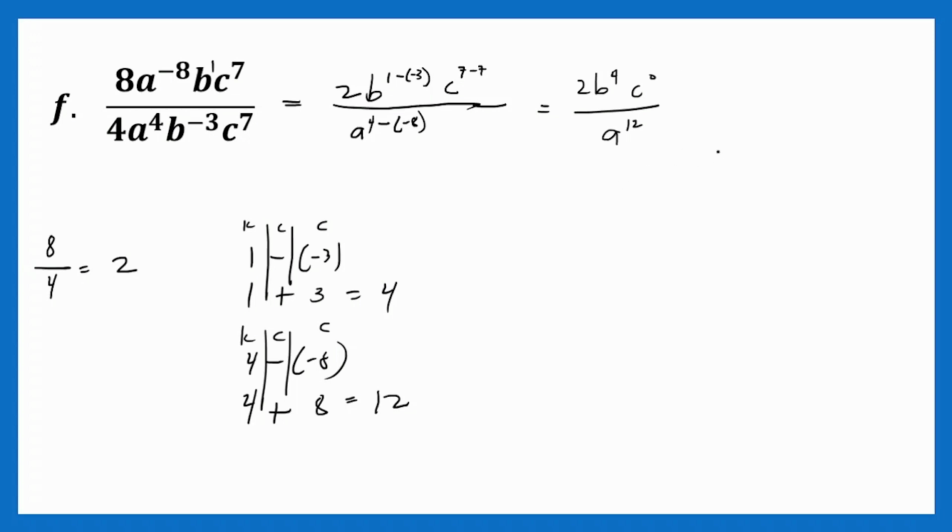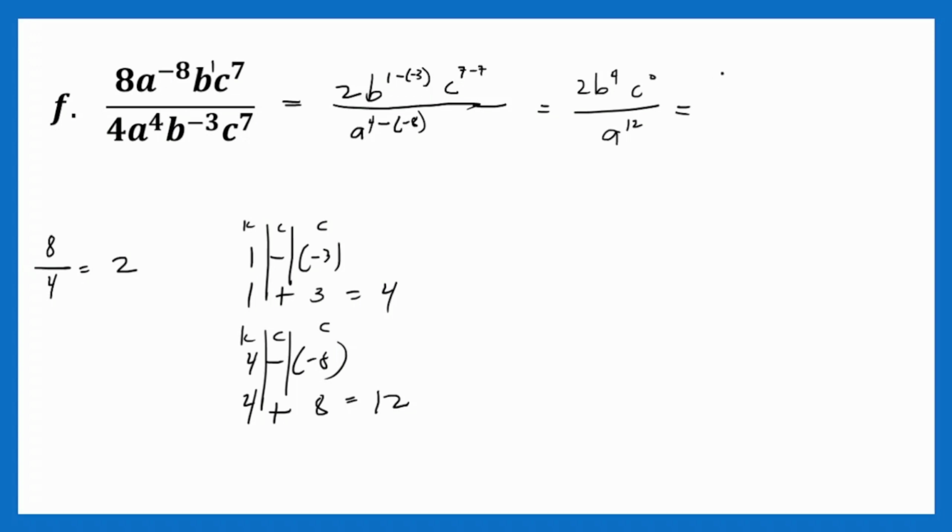Hindi pa. Bakit? Sige nga, hulaan nyo bakit hindi pa siya final answer. Sir, kasi may 0 exponent. Very good. Kasi may 0 exponent siya. Hindi yan considered as final answer. So, you have to still simplify that. Kasi, kung natatandaan ninyo yung 0 exponent, nagiging 1 siya.